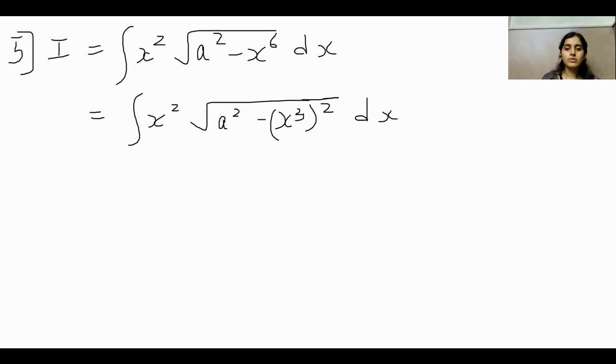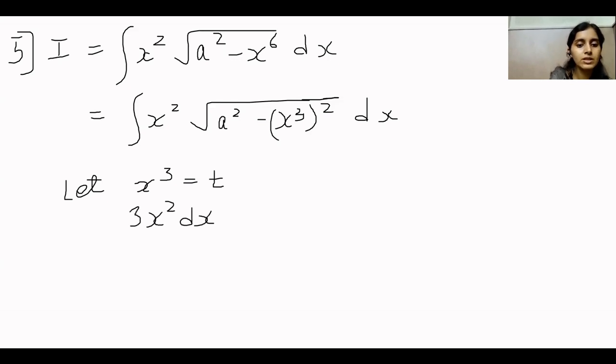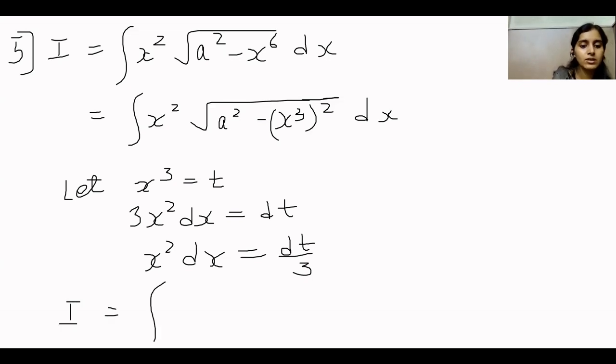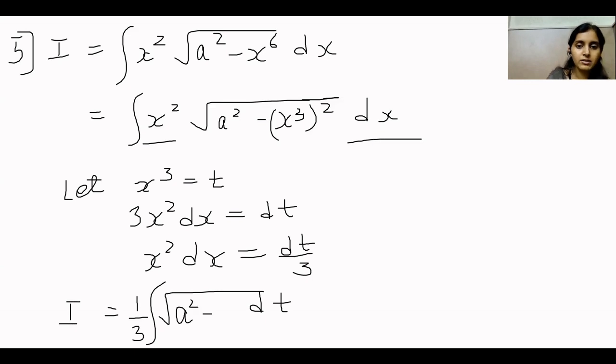Now, there's a substitution here that we can use. What is that substitution? Let x cube be equal to t. So we have 3x square dx is equal to dt, and therefore x square dx that is there in our integral can be written as dt upon 3. So I will change to integration of 1 upon 3 dt, and root of a square minus x cube whole squared is a square minus t square.